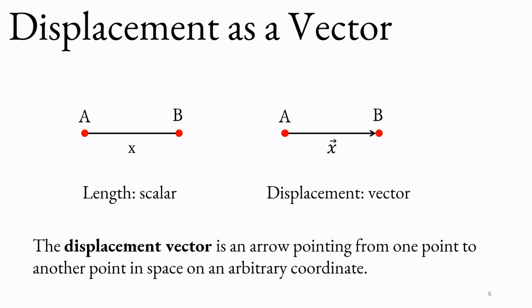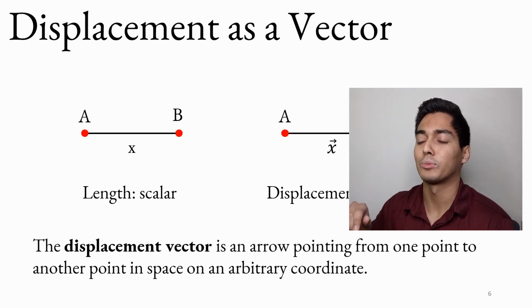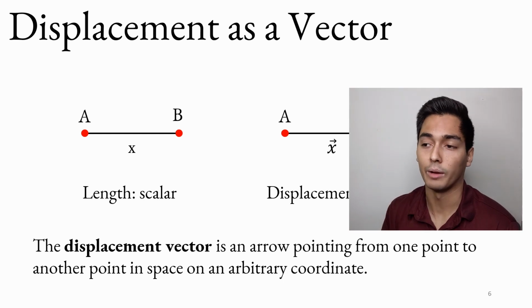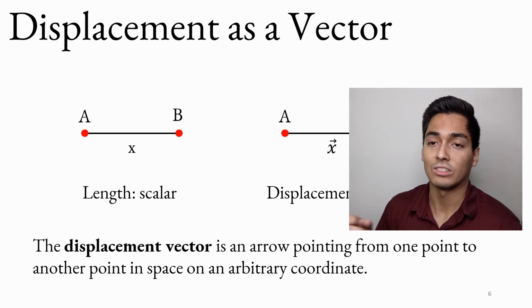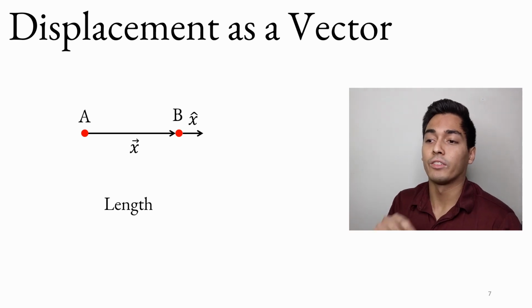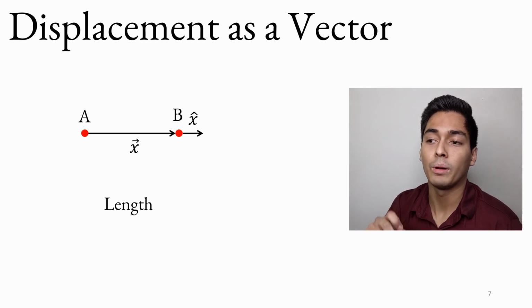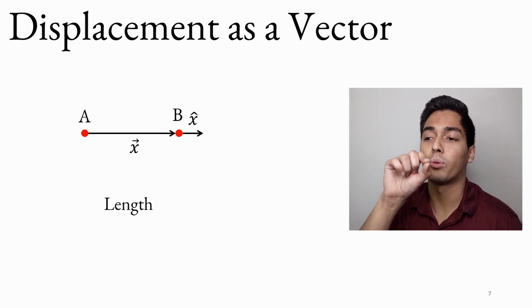The displacement vector is an arrow pointing from one point to another point in space on an arbitrary coordinate. Again, we have arbitrary coordinate systems. It could be X, it could be Y, it could be Z, it could be R, it could be anything you want to define it to be. And notice how I write length as a scalar with just the X, and then displacement as a vector with an x with a little arrow on top. So that means that the x displacement vector is indeed a vector, whereas length is a scalar, it has no arrow on top. So for length, we're going to have the x direction, and we're going to have the x vector, the arrow pointing from A to B, and then see that little x with the little hat on top? We'll talk about that in a second, but that's just a little arrow pointing in the same direction.